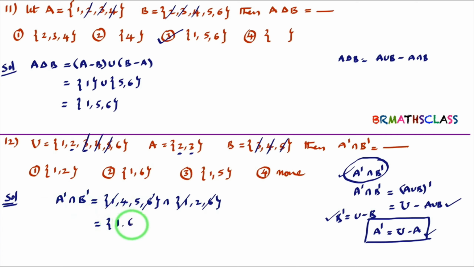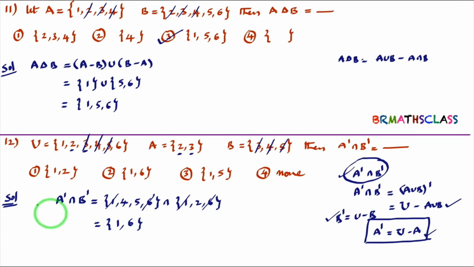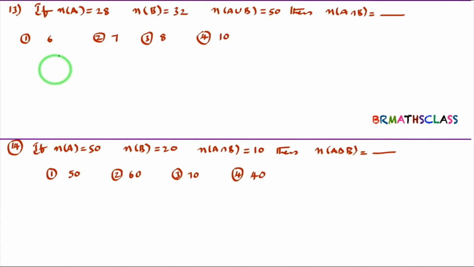So what will you get here? 1, 6. So which option is the right option? The second option is the right option. I hope you are understanding. Now see question number 13.